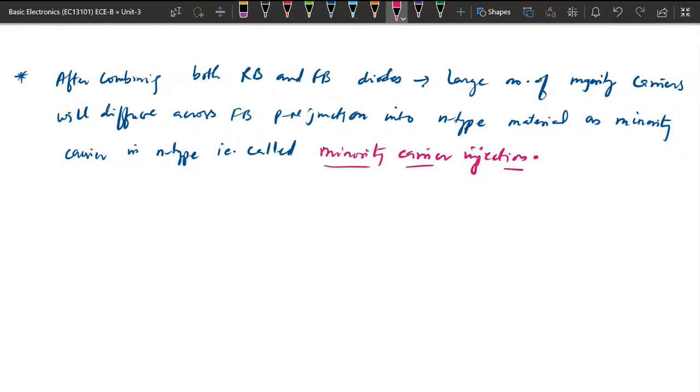So as diffusion of a large number of majority charge carriers takes place from the p-type region to the n-type region, in the n-type region these holes are behaving like minority charge carriers. So basically this process is called minority charge carrier injection.